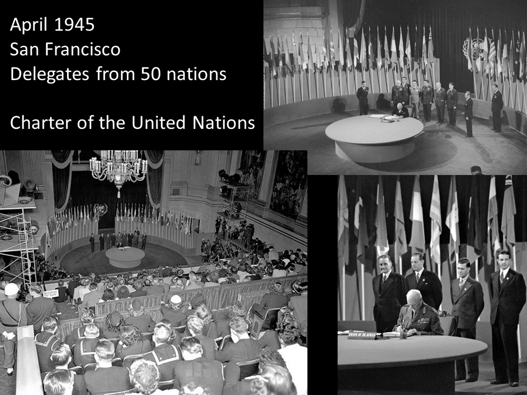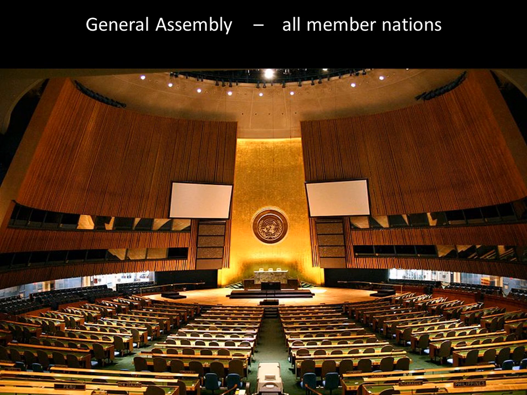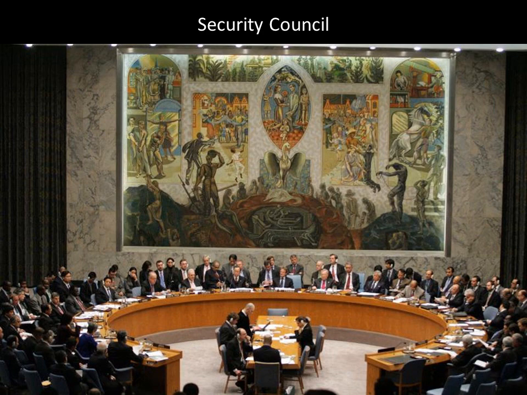The United Nations basically has two different parts to it. One part is the General Assembly, and all member nations are a part of the General Assembly. Originally, that was 51 nations, and as of now, it is 193 nations. The other part is the Security Council.